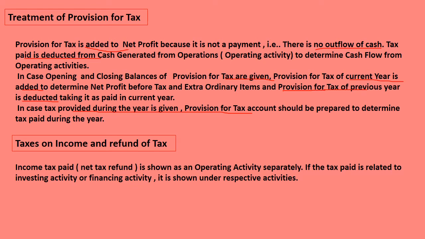And treatment of provision for tax. First of all, we should understand that all the provisions are only book adjustments. No inflows or outflows happen there. So here the provision for tax is added to net profit because it is not a payment, that is, there is no outflow of cash.